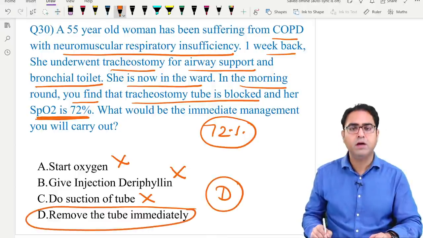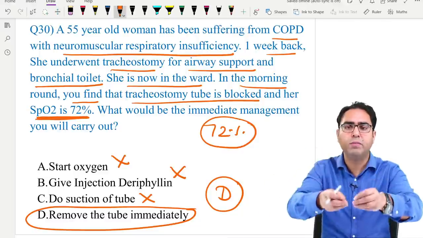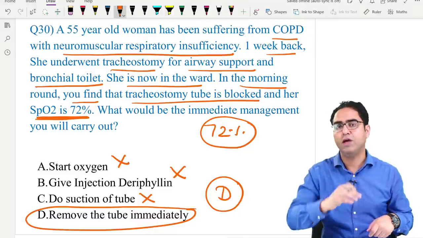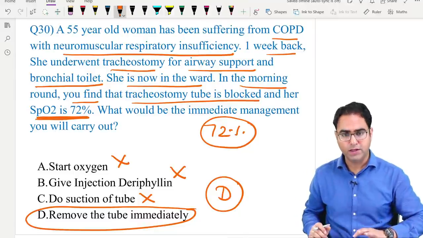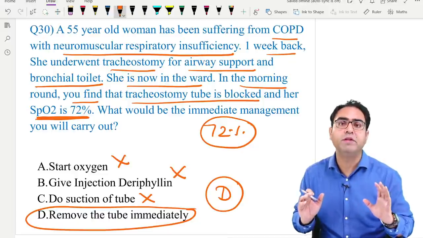You are an intern. You should remove the tube immediately and somebody will bring the new tube. You put the tube. But your reflex as a doctor should be to remove the tube immediately because the patient is under hypoxia. 72% SpO2 level, beta. These kinds of questions can be handled properly if you just maintain common sense, beta.